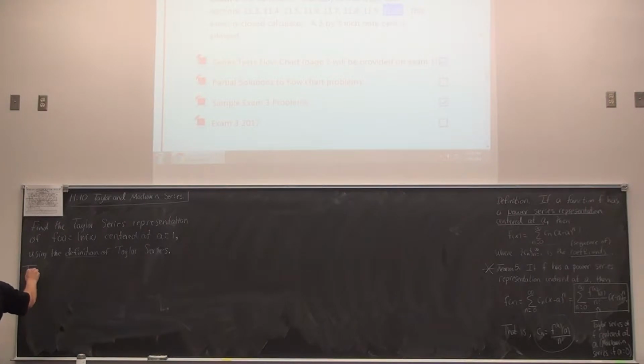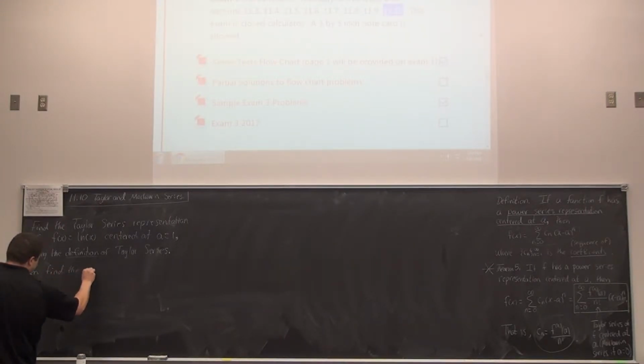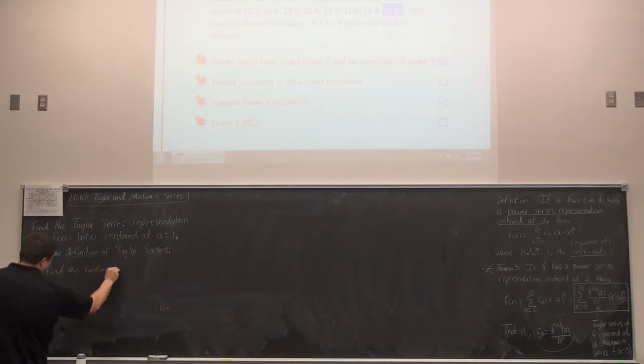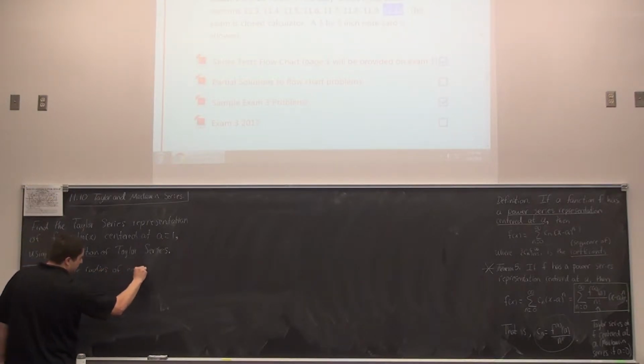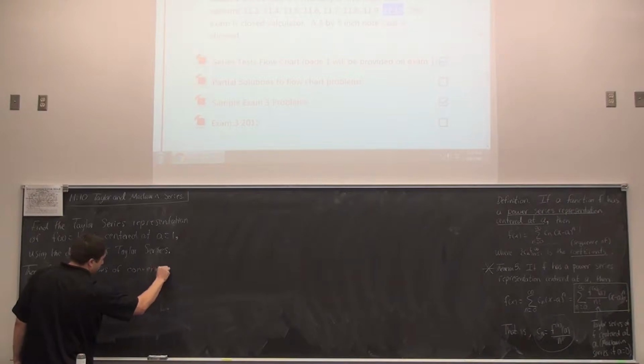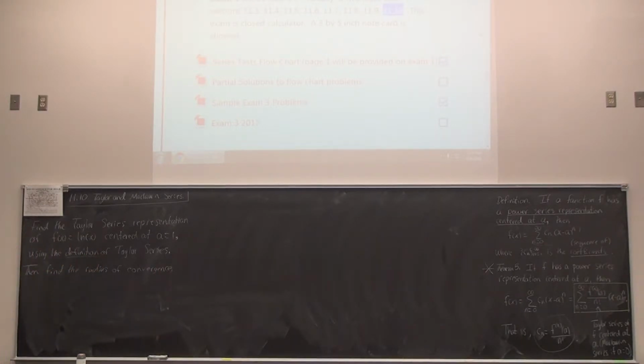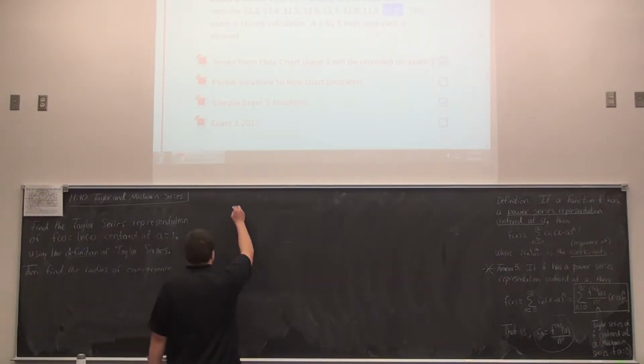It says then, find the radius of convergence. Just the radius, not the interval. But keep in mind, if it says find the interval of convergence, that is different and extra work as well. So this would be 2 exam problems altogether. First part is to find the Taylor series. Second part is to find whatever you produce, its radius of convergence. But in either case, this is how we're going to start.